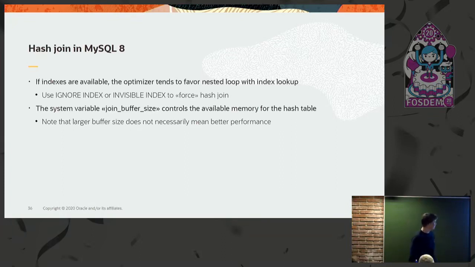And the system variable join_buffer_size controls how much memory is available for the hash table. But please note that a larger buffer size does not necessarily mean better performance. Having larger hash tables has a cost from rehashing and general maintenance. So in some cases, doing things on disk may be faster than doing everything in memory. This is where you need to benchmark your queries to see what fits for you.